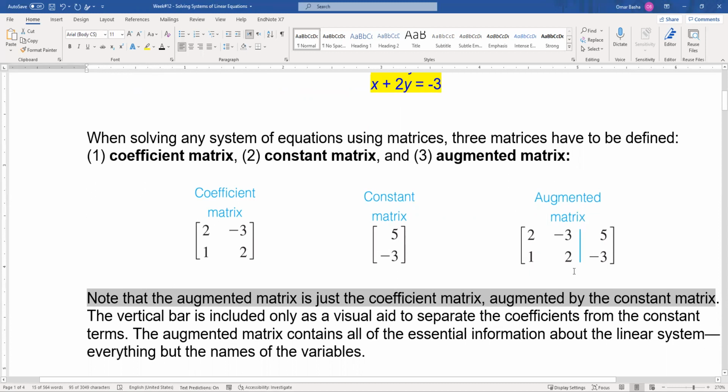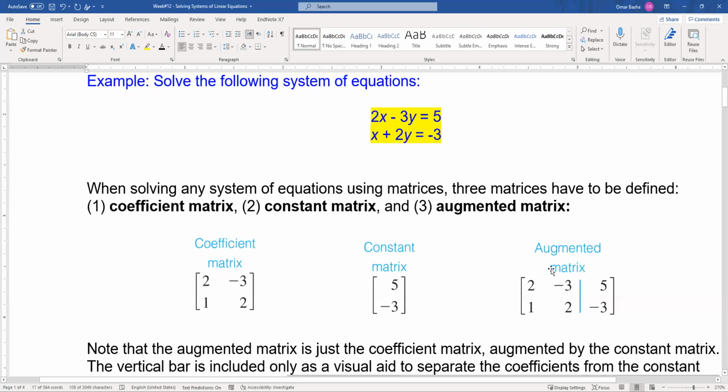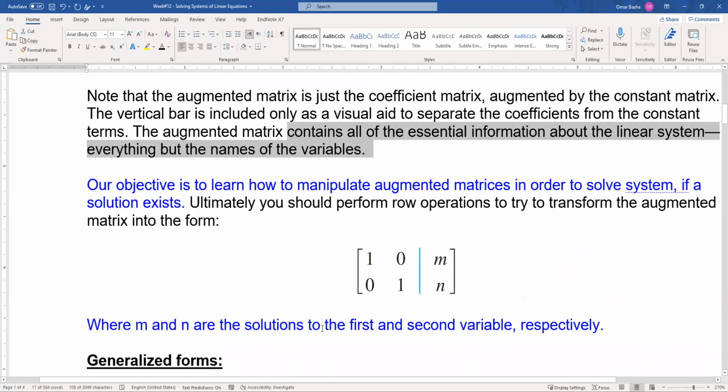But what the augmented matrix contains is all the essential information about the system. It has everything except the x's and the y's. I don't put them here. It only has the numbers, your coefficients and your constants. And this is really the starting point to solve systems of linear algebraic equations in Python. This is the basic logic to do so.